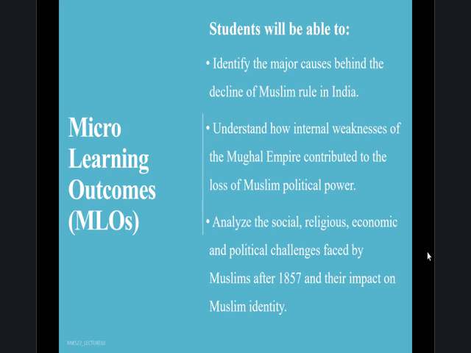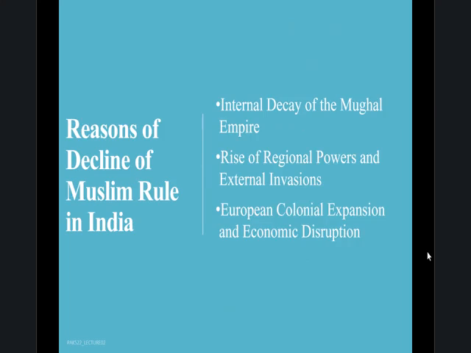My dear students, first of all, we shall talk about the reasons for the decline of Muslim rule in India. Basically, I have jotted down three reasons. The first one is the internal decay of the Mughal Empire. The second one is the rise of regional powers and external invasions. And last but not least, the European colonial expansion and economic disruption. Now we shall discuss all these reasons one by one.